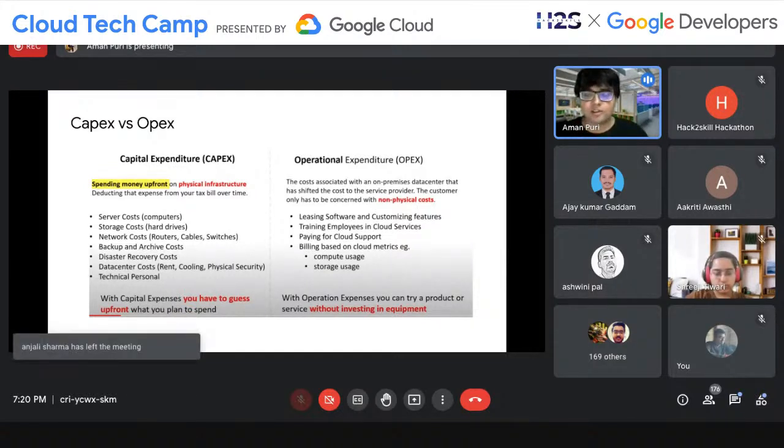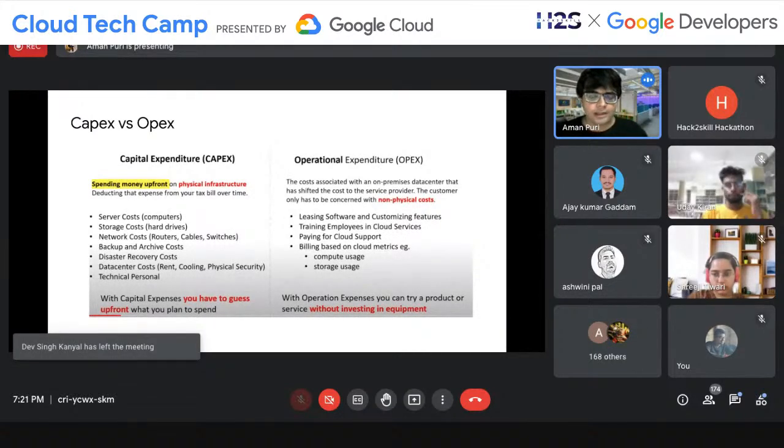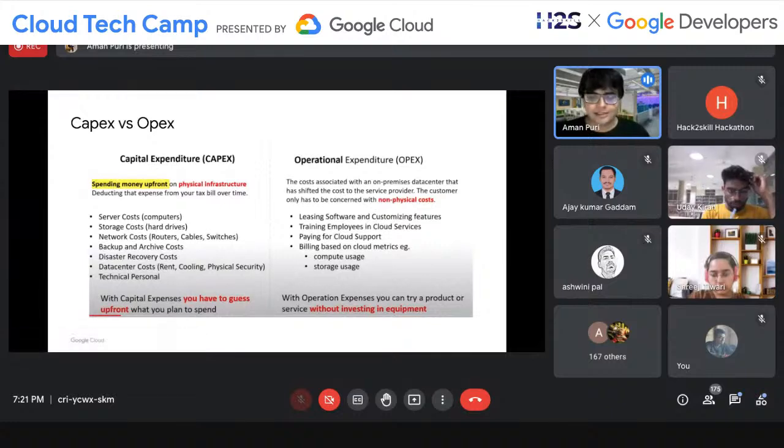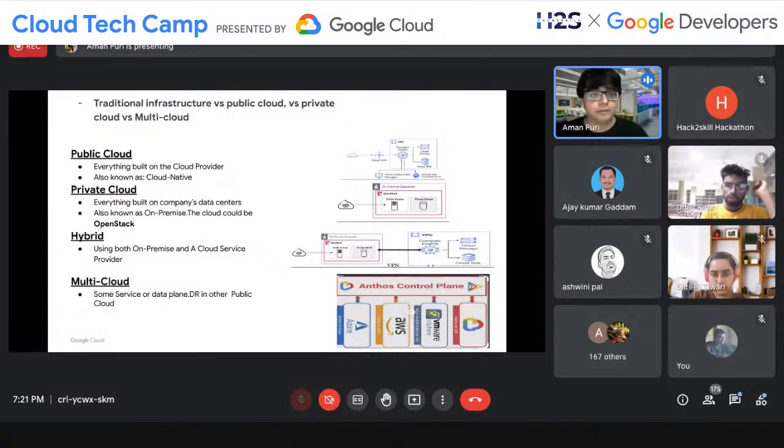Here the billing is only about the compute and the storage which you use. So you can try the product as a service without any upfront investment, and you can try out the service as it is and incur very little cost. That's basically what operational expenditure means, and that is the reason why cloud benefits here. You can have multiple servers running, and you're not paying dedicatedly for those servers. You're only paying for the time those servers are running, and that's how you save on cost. That's one of the benefits of cloud.